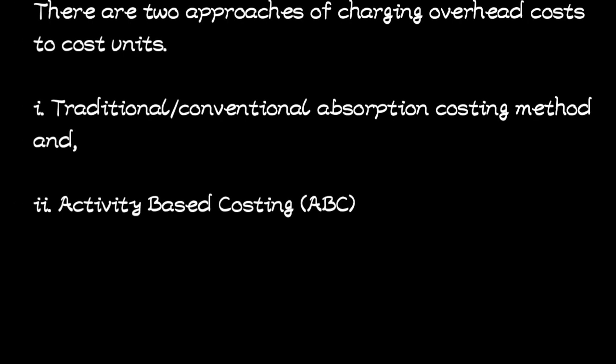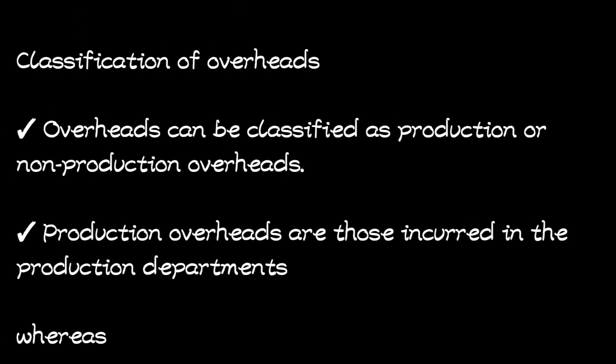We have two approaches of charging overhead costs to cost units. The first one is the traditional or conventional absorption costing method, and then the second one is the activity-based costing method, which is ABC. So, classification of overheads.